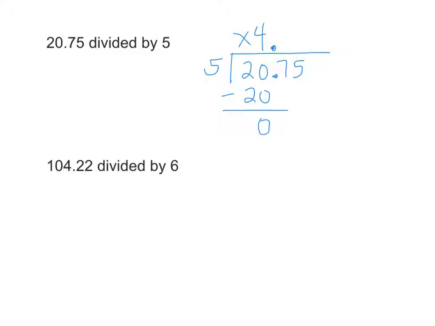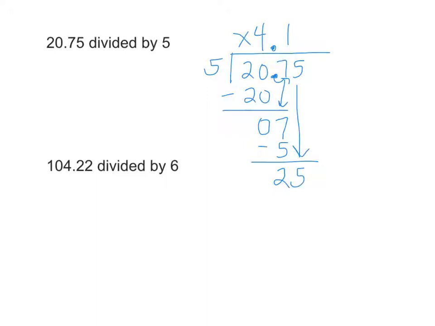When I go to bring down my next number, I notice that the 7 is behind the decimal. So it's kind of like going to the dark side. Once I've started pulling numbers from behind the decimal, my answer should also start going behind the decimal. 5 can fit inside of 7 once. 1 times 5 is 5. 7 minus 5 is 2. And now I bring down the next number.